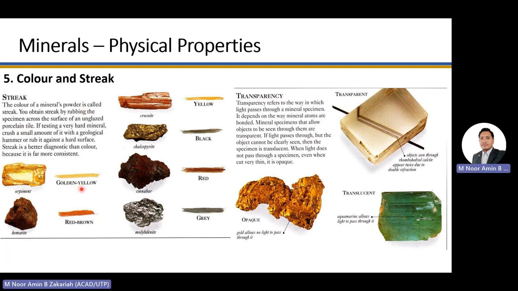Okay, for example, orpiment will have a golden yellow. Hematite, we have red brown, we also have black hematite. However, when we scratch, we'll get red brown. Quartzite, we get yellow. Chalcopyrite, we get black. Cinnabar, we get red.